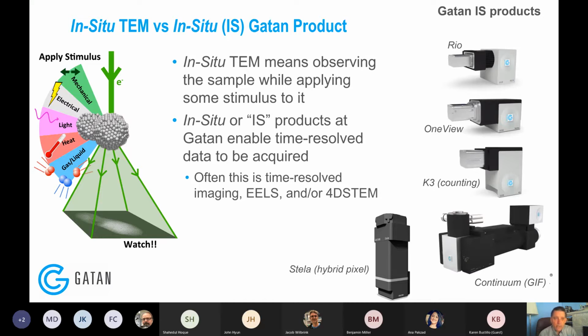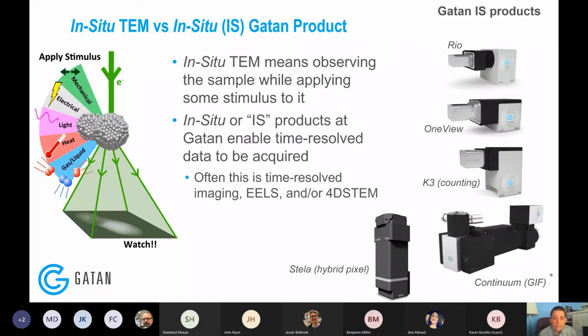So here you can see in situ, most of you are familiar with, can be various different dynamic events that could be happening: mechanical, electrical, it could be light, heat, gas. These are some of the more common ones. It could even, to a certain extent, be continuous tomography, which we consider in situ because you're tilting around. But all the products shown on the right have in situ flavors or in situ aspects or capabilities associated with them.